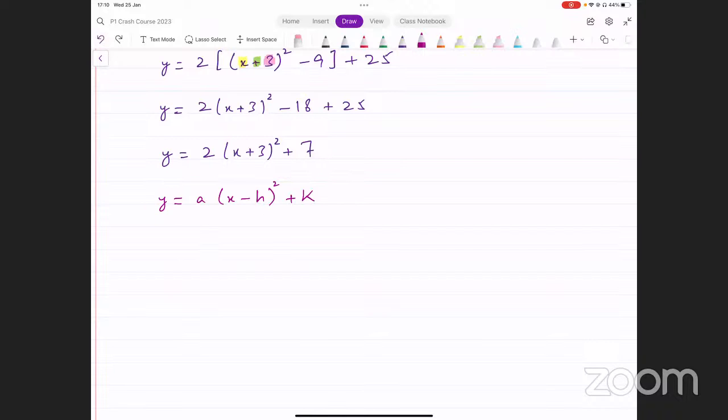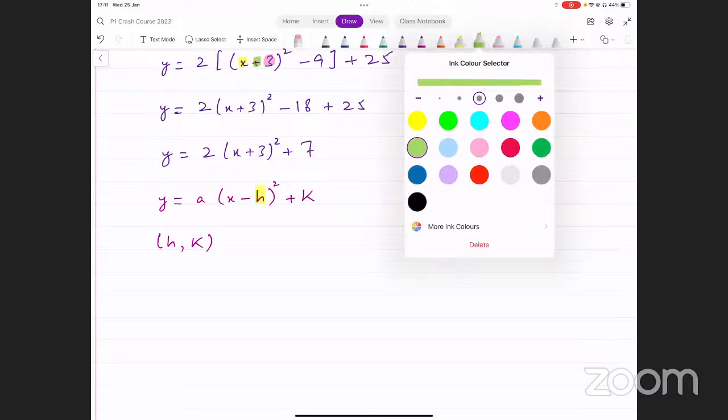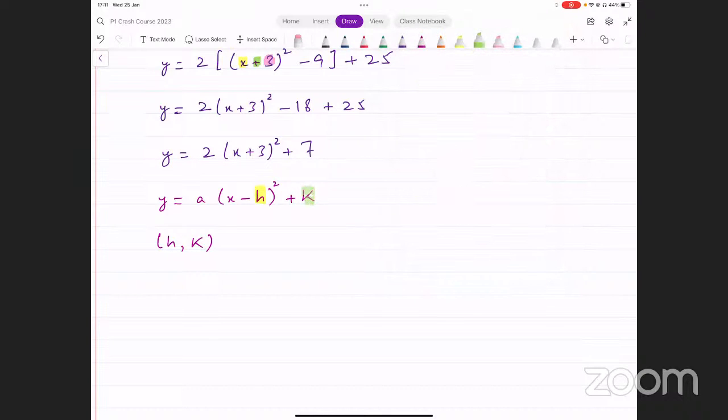If you've got something in this standard form, the turning point here in this form is h and k. This is the turning point, h and k. This is h and this is k. All right, h and k are the coordinates of the turning point.